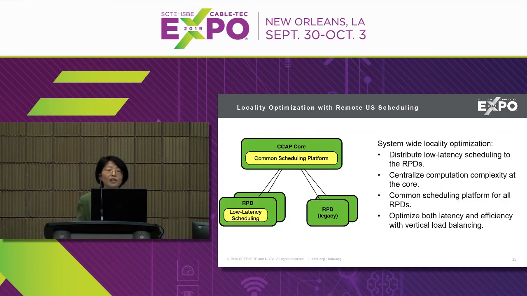All right, what's the philosophy here? The philosophy for the remote scheduler to enable low latency R-PHY is system-wide locality optimization. So we distribute the low latency scheduling to the RPDs, right? To take care of the latency part. And then we centralize the computation complexity at the core. We also provide a common scheduling platform for all the RPDs, taking care of the legacy ones, right? So we're backward compatible. The ultimate goal is to optimize both latency and efficiency with certain vertical load balancing. You can think of it as distributed computing with central control.